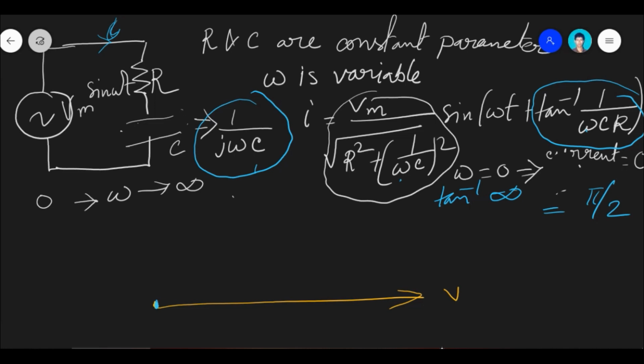Like once you make omega c, for some value, say when your value of omega c is 1 by root 3 r, the magnitude calculation you have to do by yourself. Same thing you will see. Here you will get omega c is equal to 1 by root 3 r. For that value of omega c, what will be your current value? This will become root 3 r. So the whole thing will become 2 r, Vm by 2 r.